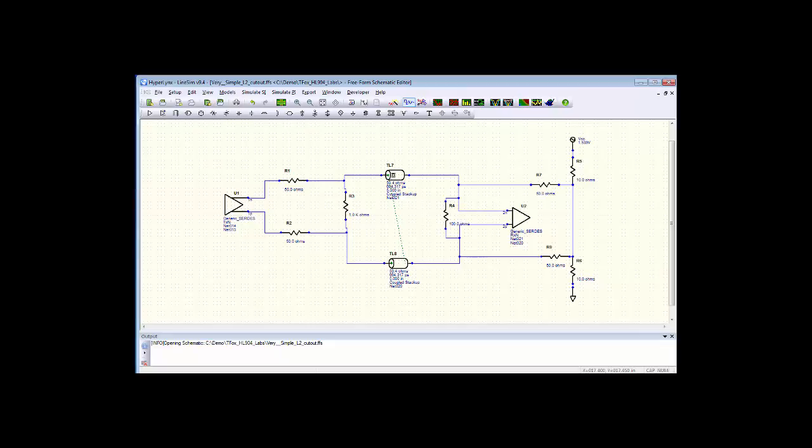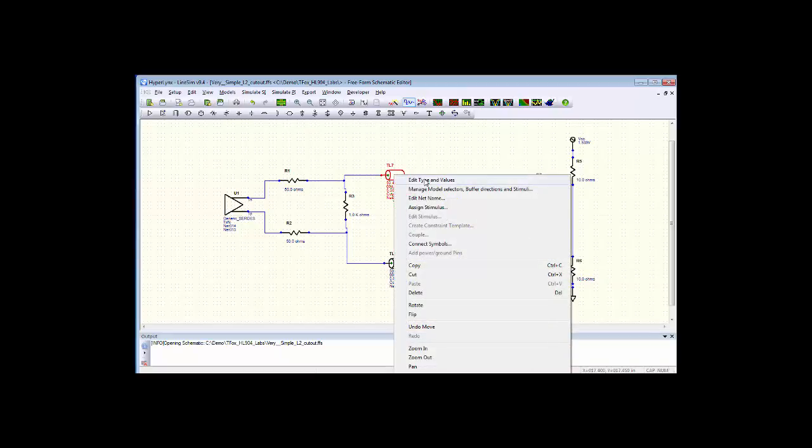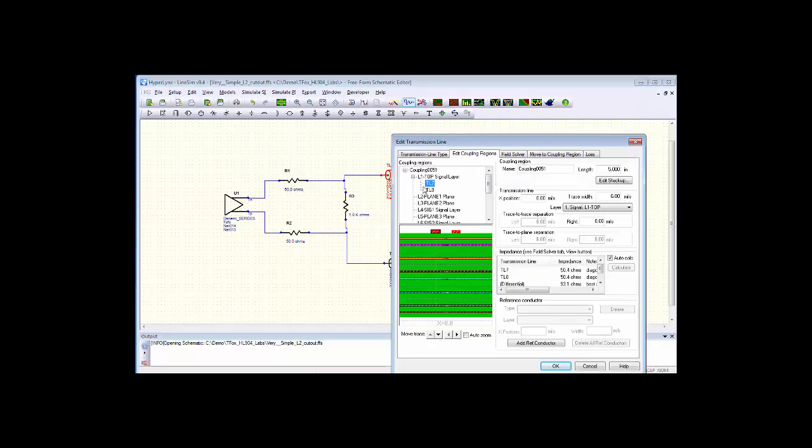So the first thing I'm going to do is take a look at this transmission line. TL7 is connected to TL8, and if you right-click on it and say Edit Types and Values, here we go, TL7, TL8. As I click back and forth, you'll see it's these two, so these are on the surface. They are 8 inches long. Trace width is 6 mils.